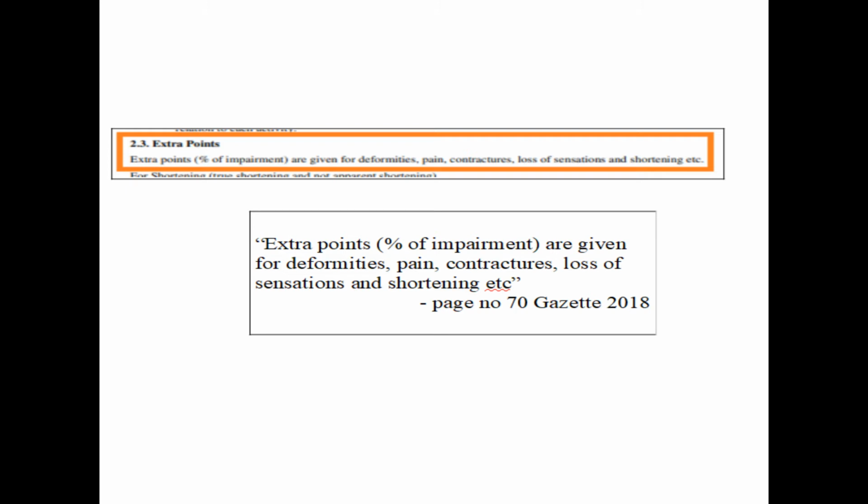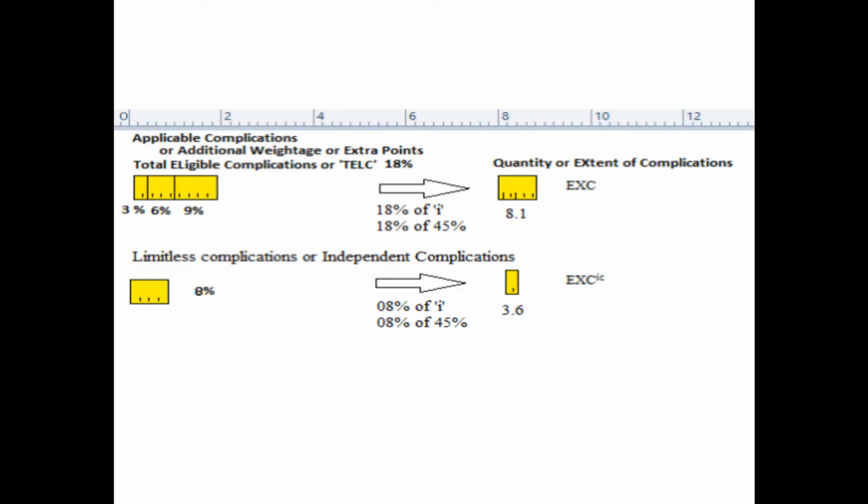Let us call that value as extent of complication or EXE. In this case, we have a functional loss of 45% and total complications or TLC is 18%. So EXE is 18% of 45%, that is 8.1%. That is the extent of impairment due to listed complications. The extent of impairment due to unlisted independent complications like shortening in case of lower limb and dominant hand and shortening in case of upper limb is calculated similarly but separately at this stage. Let us call that value as EXEIC, and in this case EXEIC is 8% of 45% or 3.6%.